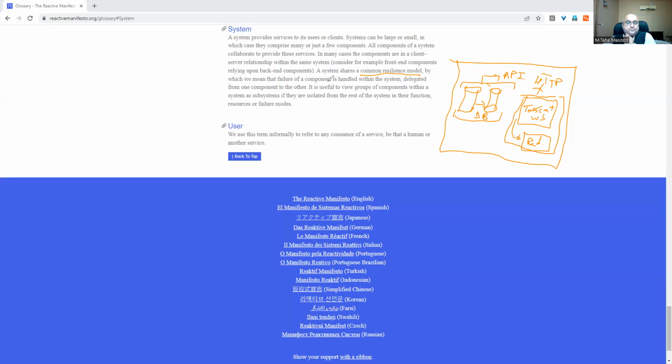All right. It is useful to view groups of components within a system as subsystems if they are isolated from the rest of the system in their function, resources, or failure modes, right? So in this example, the DBMS can be clearly called a subsystem. This web server can be called a subsystem, so on and so forth. And with that, let's go back to the original definition.